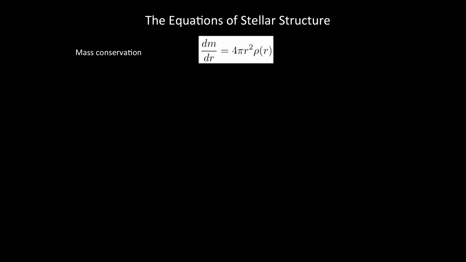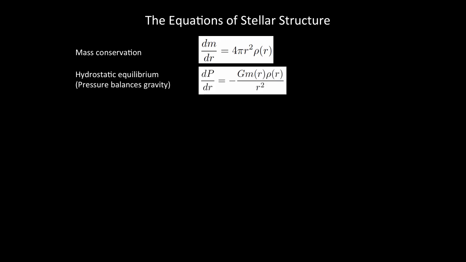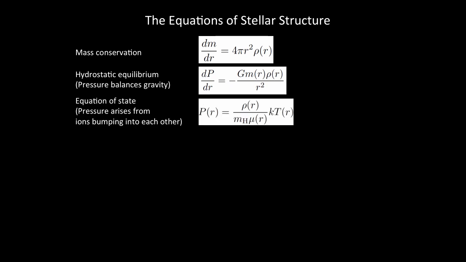So let me summarize the equations of stellar structure to see where we've got to. We started off just deriving the law of mass conservation, a very fundamental law in physics, and then the equation of hydrostatic equilibrium, which just tells us the pressure pushing outwards balances gravity pulling inwards inside of a star. The equation of state connects the pressure with the density and the temperature inside the star, and the physics behind this equation is simply that the pressure arises microscopically from atoms or ions bumping into each other. This is so-called thermal pressure.